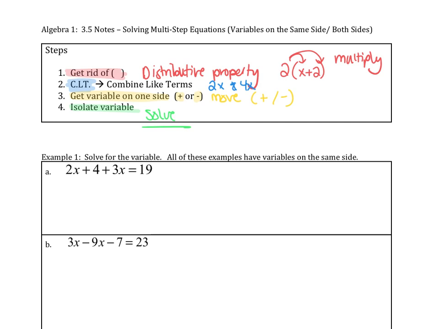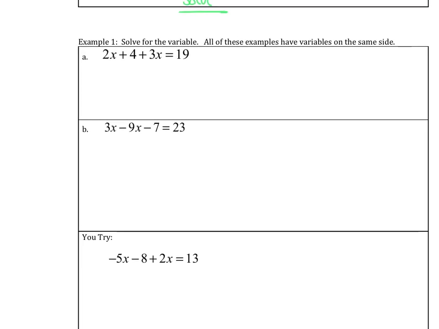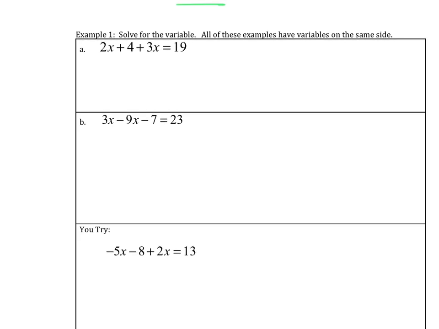So let's look at our examples. In the first example, we have 2x plus 4 plus 3x equals 19. The first step is to get rid of parentheses, but there are no parentheses, so we move on to the next step. The next step is to combine like terms. So I notice that 2x and 3x are like terms that are on the same side. Okay, so I'm going to combine those. 2x plus 3x is 5x. Then I'm going to rewrite the rest of my problem. I still have a plus 4, and I still have an equals 19.